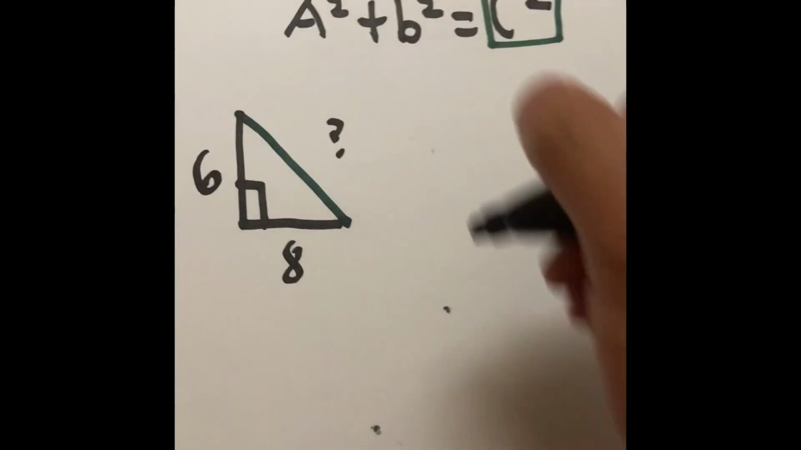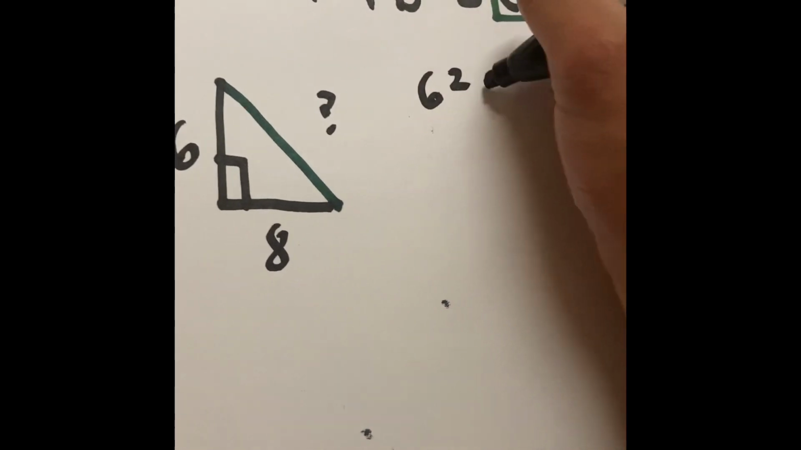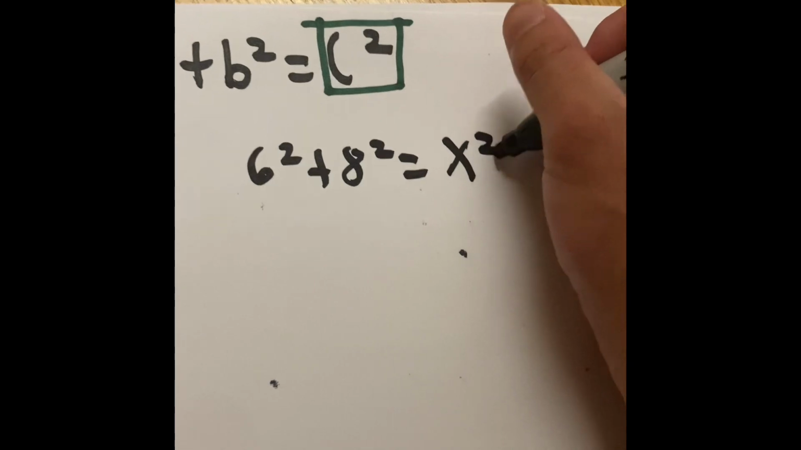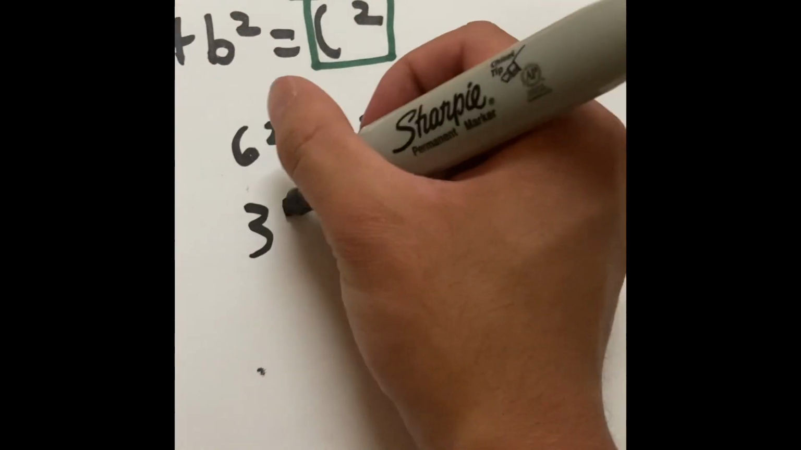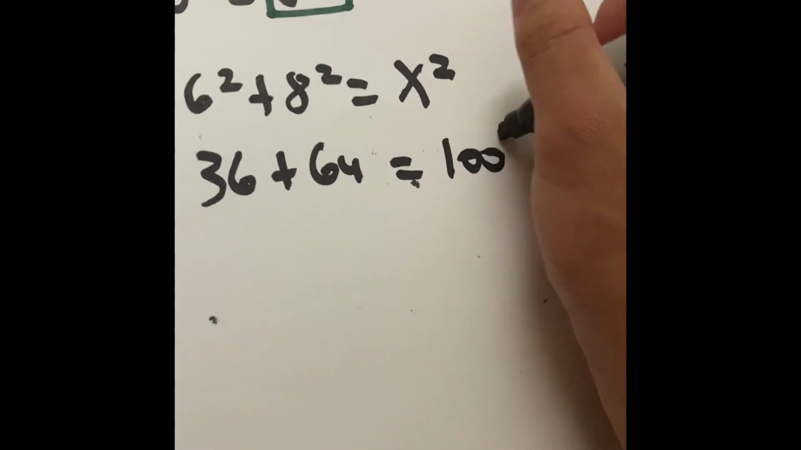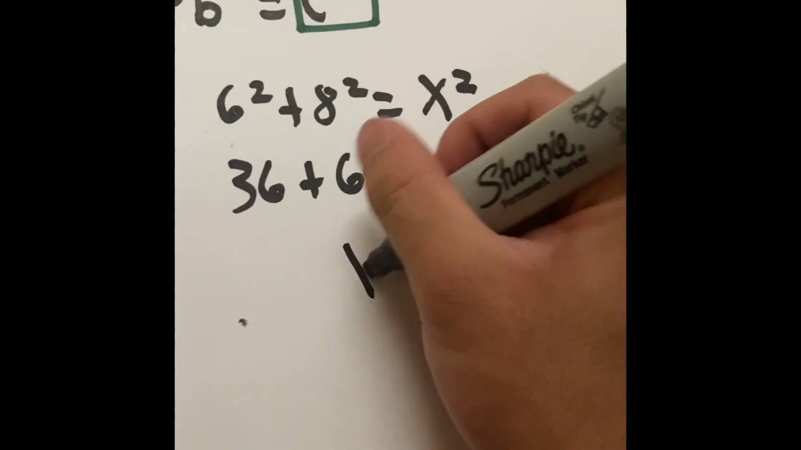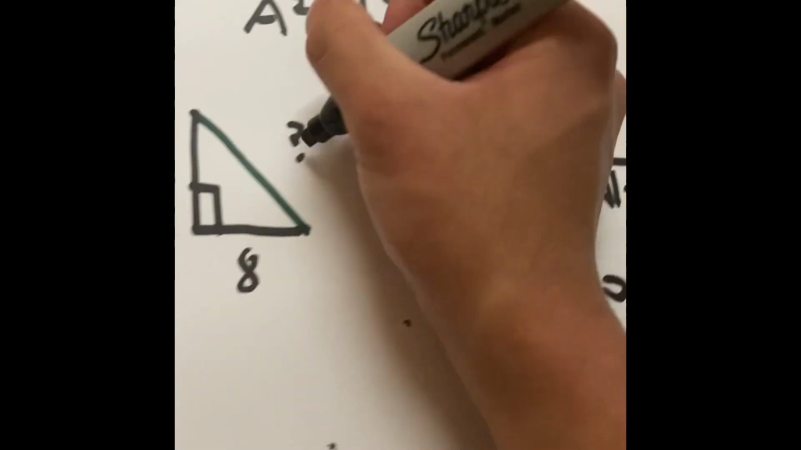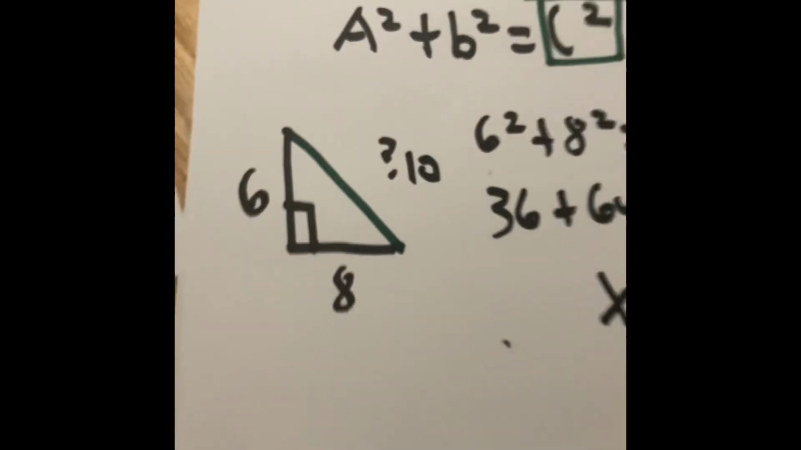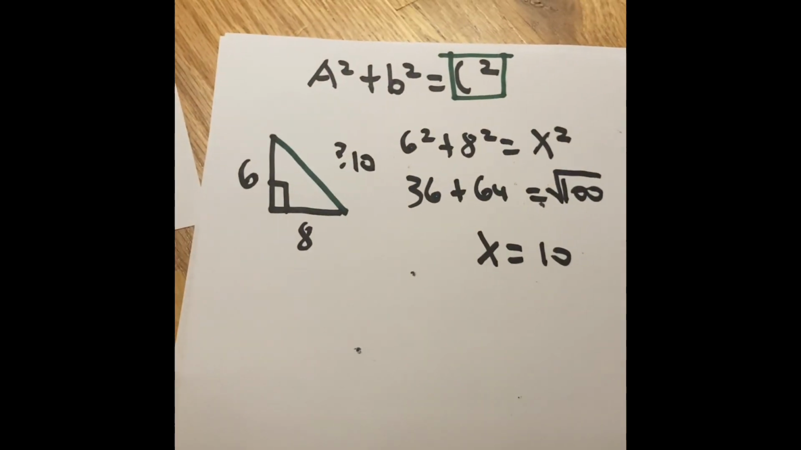Let's do the Pythagorean theorem. So 6 squared plus 8 squared equals whatever this thing is squared. Then we have 36 plus 64 equals 100. Square root that 100, x is going to equal 10. So that question mark hypotenuse is going to equal 10. Whew! That is a lot of work.